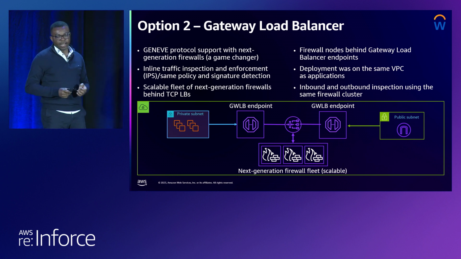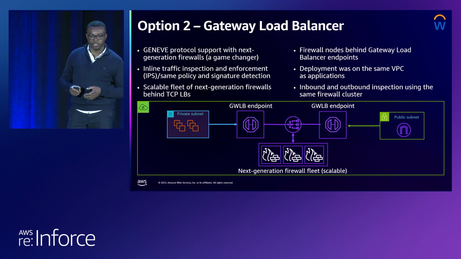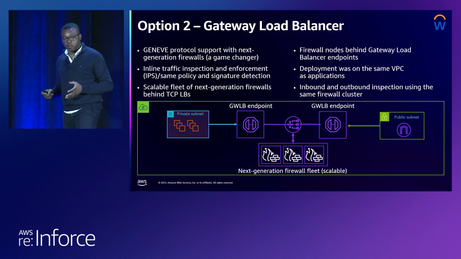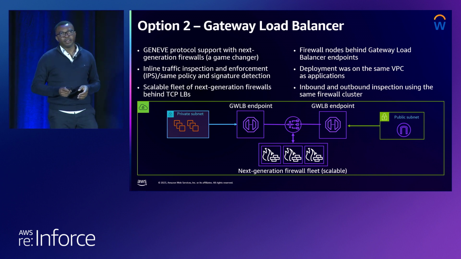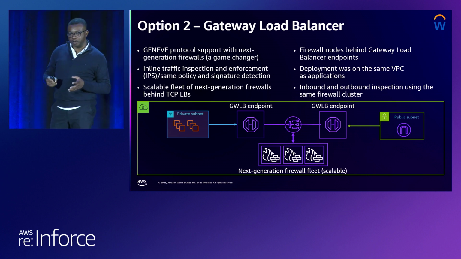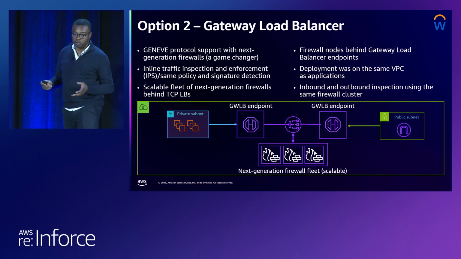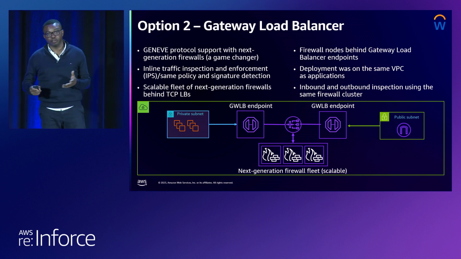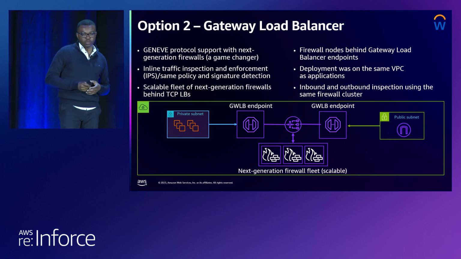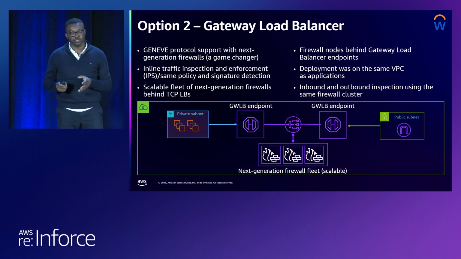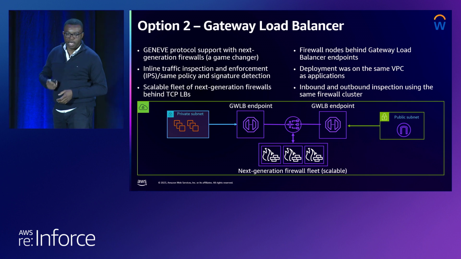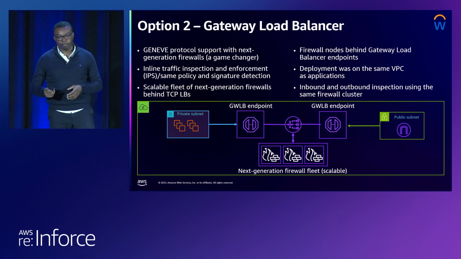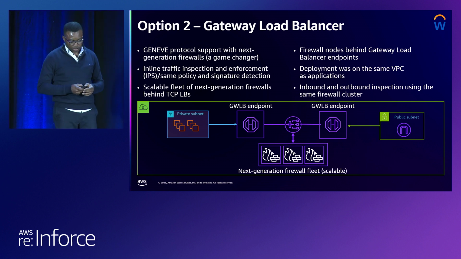We can achieve inline traffic inspection and policy enforcement. The firewalls could scale horizontally, which is what we wanted. But the idea of an inspection VPC did not fly because we felt that there could be quite a lot of risk associated with it. So we ended up deploying this solution in the same VPC as our application, and we ended up achieving both inbound and outbound inspection using the same firewall.